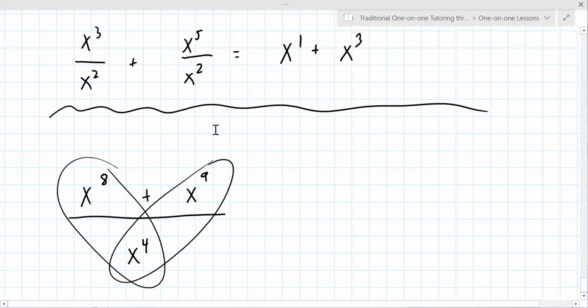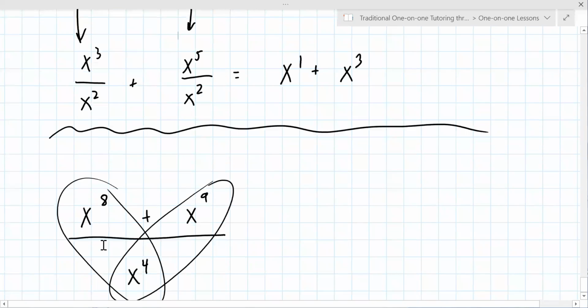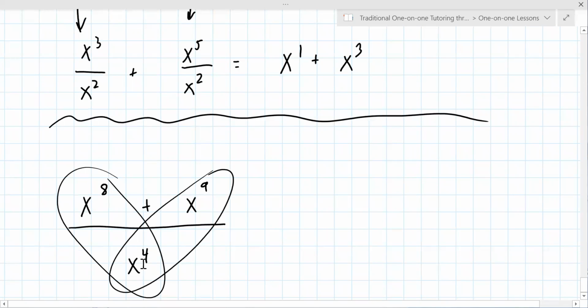Divide both of them? Yep. So just like in the previous problem, it wasn't only x cubed divided by x squared. It's both of them divided by x squared. This first one became this. The second one became this. Down here, you're dividing x to the 8th by x to the 4th. Then you're dividing x to the 9th by x to the 4th.